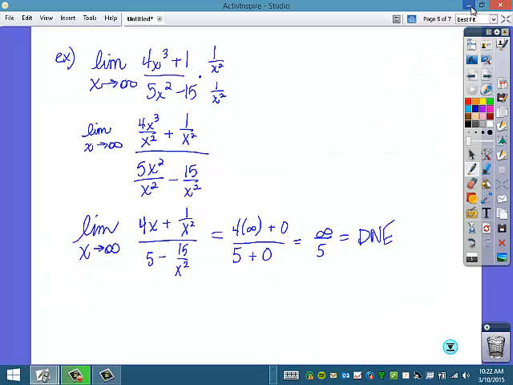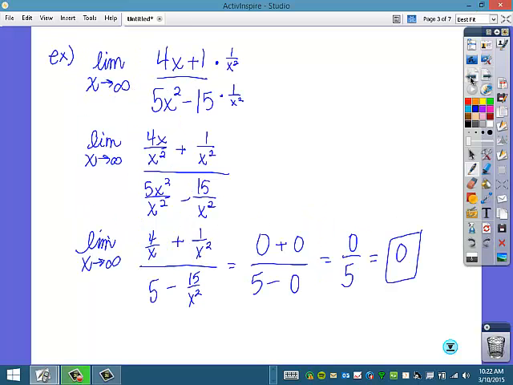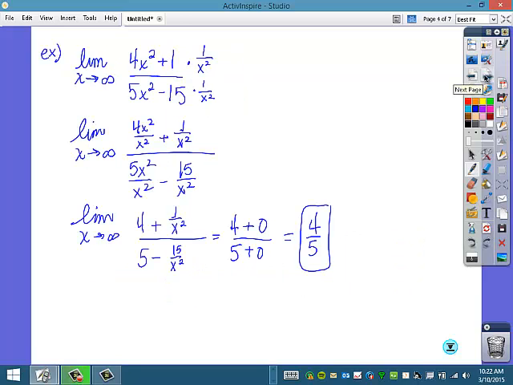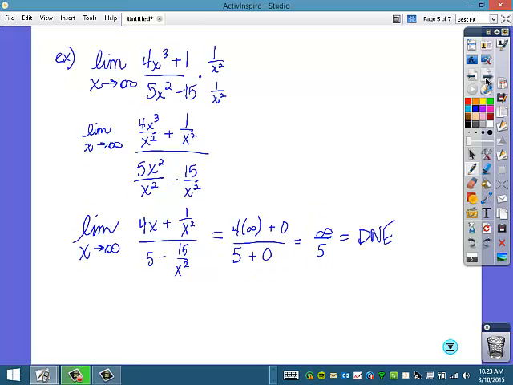So if you notice, there might be a pattern that you saw. In our first example, the degree of the numerator was less than the degree of the denominator. Our limit is 0. In our second example, the degree of the numerator and the degree of the denominator were the same. So our limit ended up being the ratio of the leading coefficients. In our final example, the degree of the numerator is bigger than the degree of the denominator. So that limit does not exist.